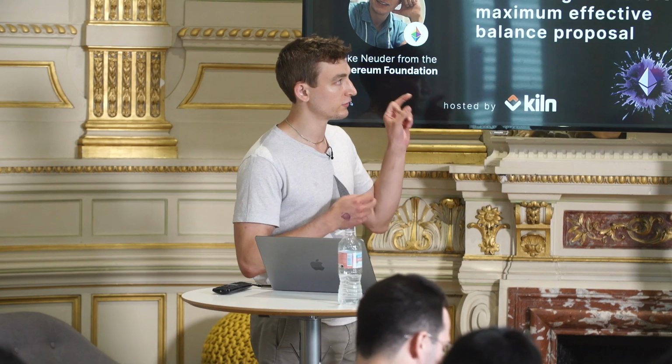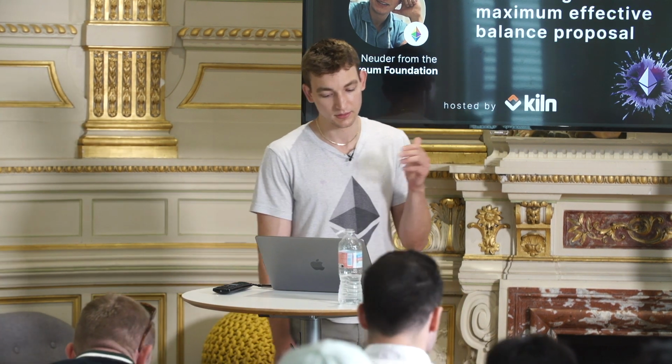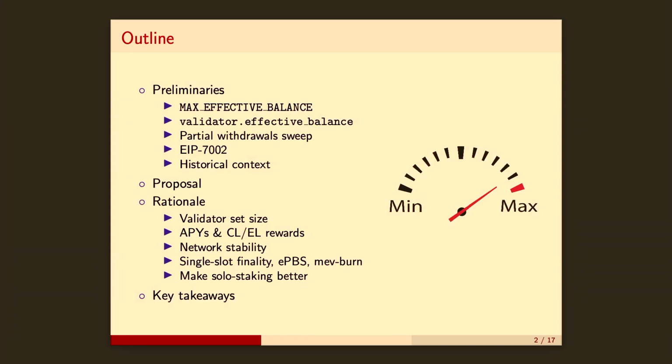Just a quick outline of what I'm going to talk about. I'll do two halves of the talk. The first will outline some of the mechanisms and parts of the consensus spec that have to do with the effective balance and motivate the problem that we're trying to solve with this EIP. The proposal is quite simple, so that'll be one quick slide, and then we'll go through a number of reasons why we think this is important, both for the security and the health of the network and the long-term staking benefits for solo validators.